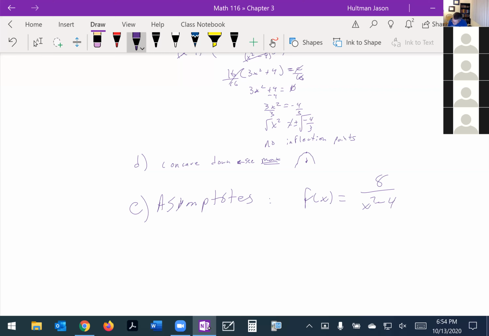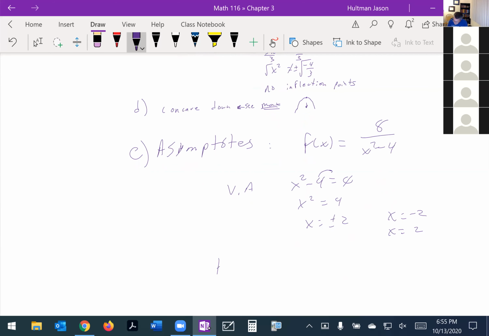Okay, so the vertical asymptotes are going to occur when the denominator is 0. So vertical asymptotes when x squared minus 4 is equal to 0. I'm going to get x squared equals 4, and so x equals plus or minus 2. So we know that there's a vertical asymptote at x equals negative 2 and x equals positive 2.